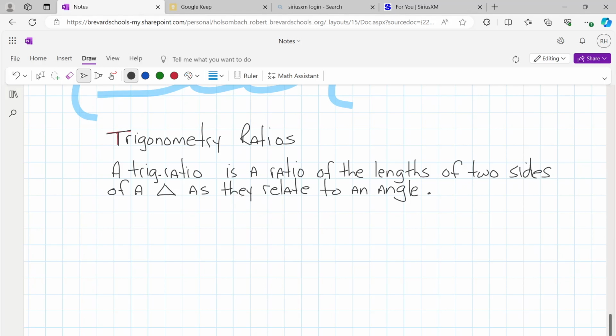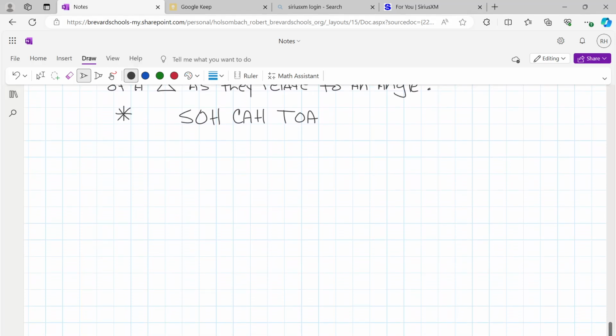Now, the acronym for trigonometry ratios, this is the most important part of this section. There's an acronym, we pronounce it SOHCAHTOA. It's spelled SOHCAHTOA. It's an acronym to use as a reminder of which sides form each ratio.